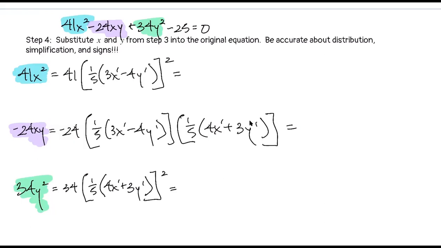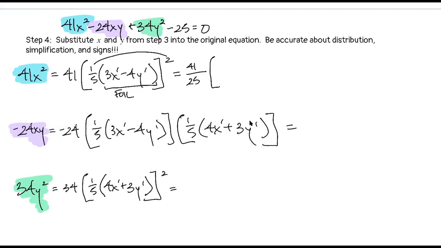So with the 41x squared, all we did so far is plug in, keep the 41 and keep the squared, but everywhere we saw the x, we put 1/5 3x prime minus 4y prime squared, okay? And so now what we're gonna do is we're gonna take this square, we're gonna distribute it to the 1/5, and then we need to FOIL this 3x prime minus 4y prime, okay? So I have 41 out in the front, and then 1/5 squared gives me 1/25. So I'm going to bump that 1/25 in with the same fraction as the 41, okay?